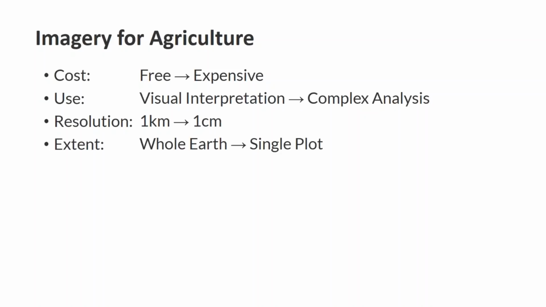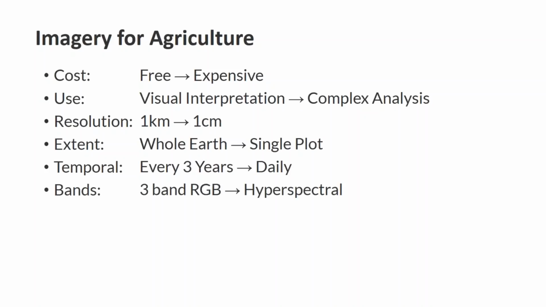The extent that you require or that is available may be the whole Earth, or it may only be a single plot. Then there are the temporal aspects. You may need imagery only every 3 years, for example, the NAIP imagery, or you may have demands for imagery that is daily. The number of bands of the imagery may just be natural color RGB imagery, or it may extend all the way to hyperspectral imagery.